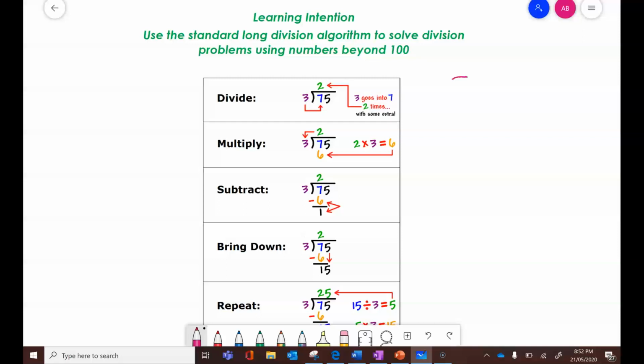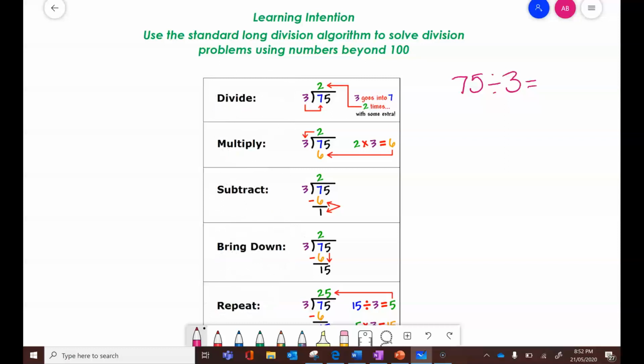So let's look at 75 divided by 3. Now, like everything else in maths, it looks tricky, but it's actually not once you learn the rules. And the rules for doing this are divide, then multiply, then subtract, then bring down, then repeat. And that probably sounds a bit scary, but it's actually really simple. So let's look at it together.